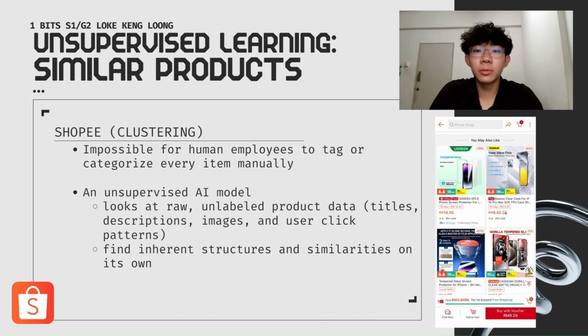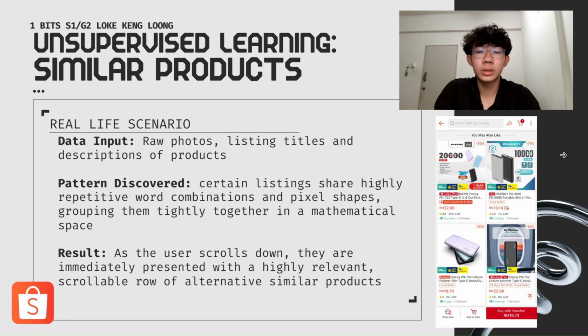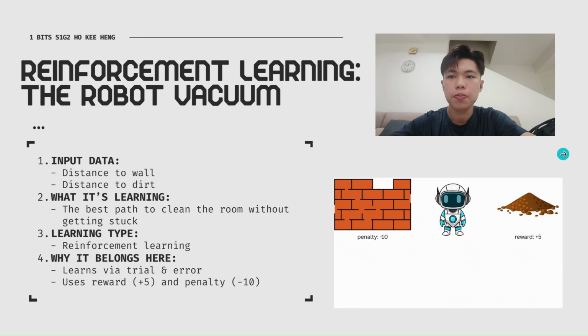Thank you. An example of unsupervised learning is the similar products feature by Shopee, which uses the clustering method. Since Shopee has a lot of product listings, it's physically impossible for us to group and categorize each product manually. So instead, Shopee feeds raw data into an unsupervised AI model, which finds the similarities of the products on its own. We give it raw data of the products, such as photos, titles, and descriptions. Then the AI model finds highly repetitive words and similar images and groups the products together. So when a user clicks on a product, for example a power bank, and scrolls down, other power banks will pop up too in the similar products section.